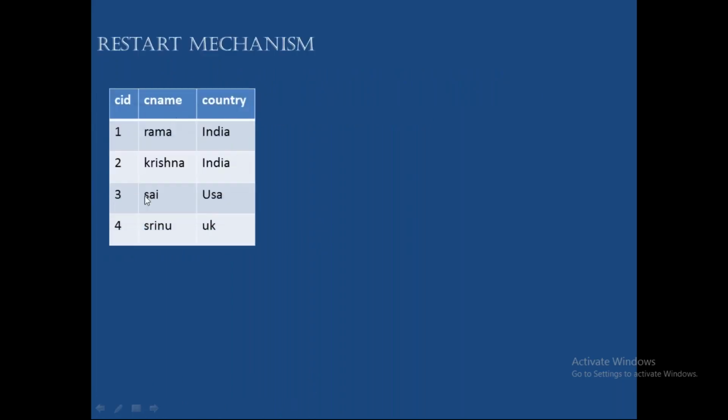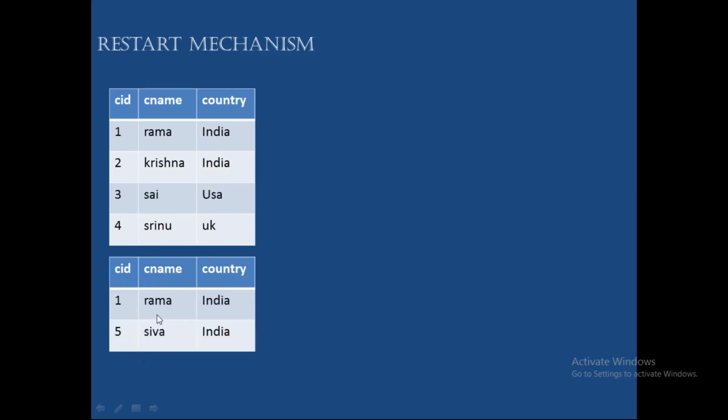Okay, fine. So how will the restart mechanism work? You see, I have these customers, 1 2 3 4. What happened now? The first time I just loaded one record, the first record. The fifth record has been available for a long time; it's an old record. But recently when I tried to load this entire table into this table, I see only the first record came.